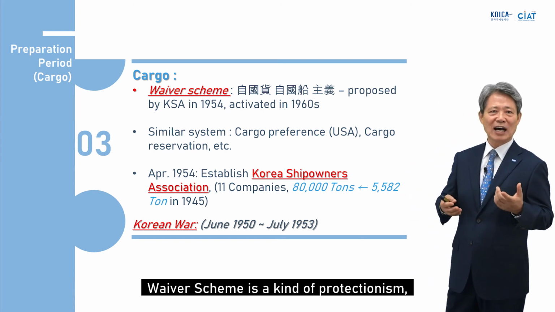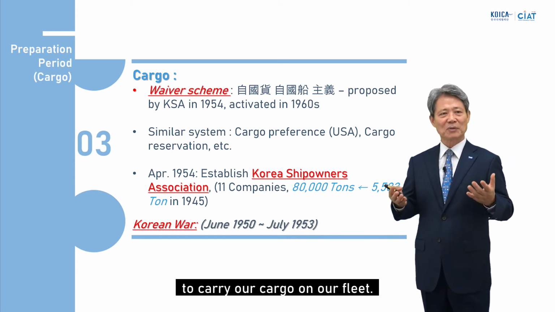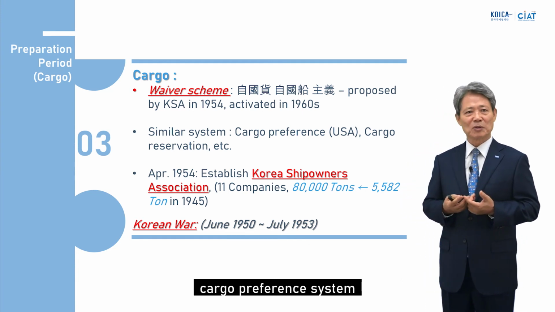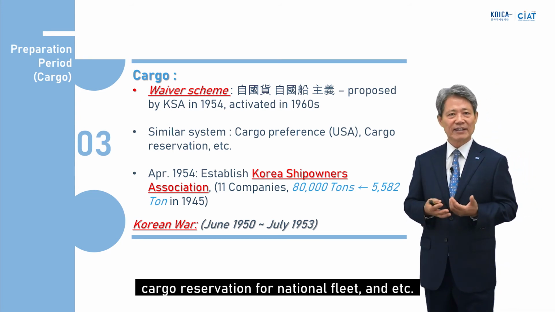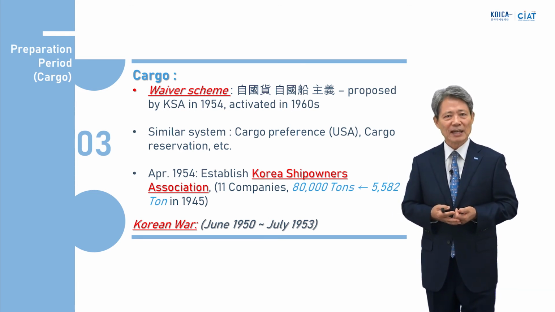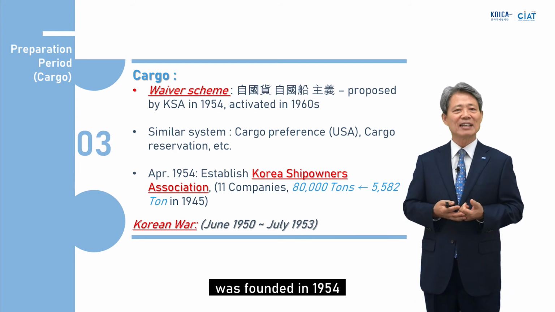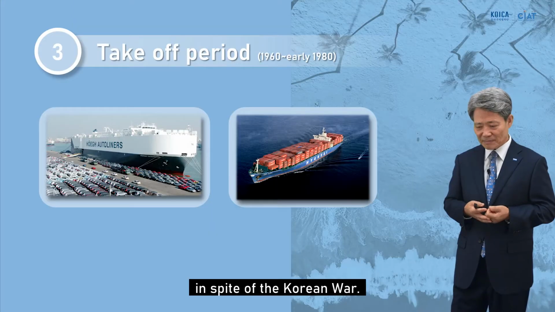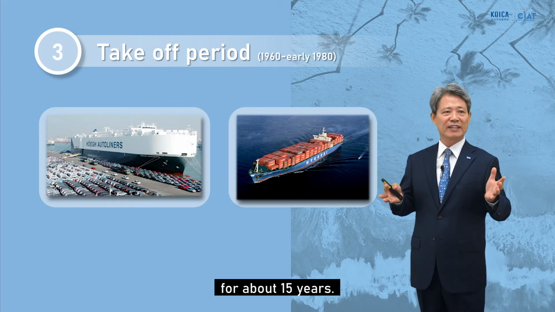The waiver scheme is a kind of protectionism to carry our cargo on our fleet. Other similar schemes are the cargo preference system in the United States of America and cargo reservation for national fleets, etc. Meantime, the Korea Ship Owners Association was founded in 1954 in spite of the Korean War. Okay, that was the preparation period of the Korean shipping industry, about 15 years.